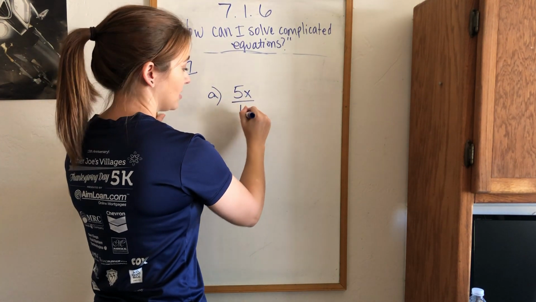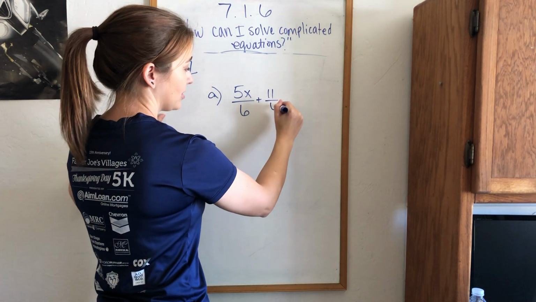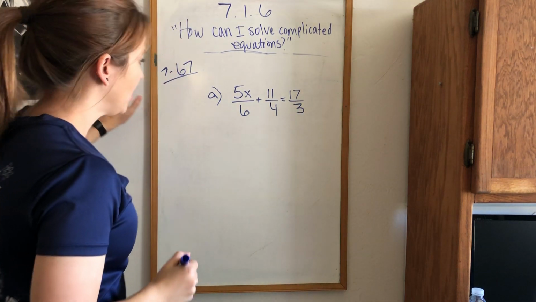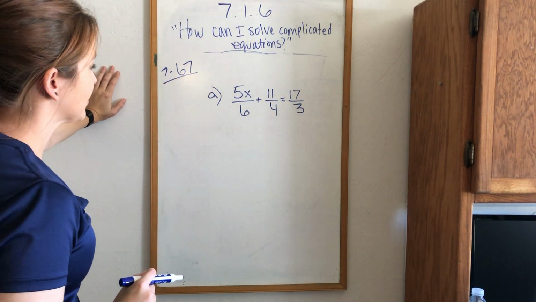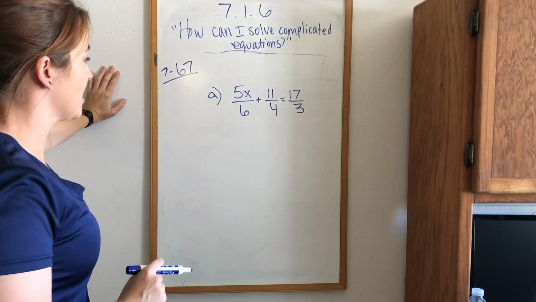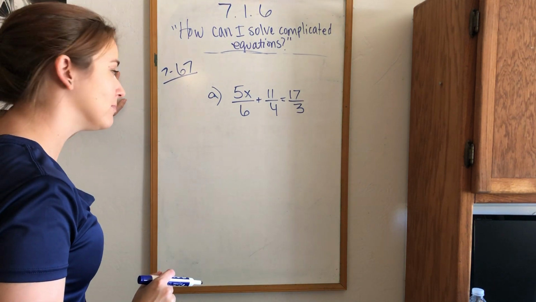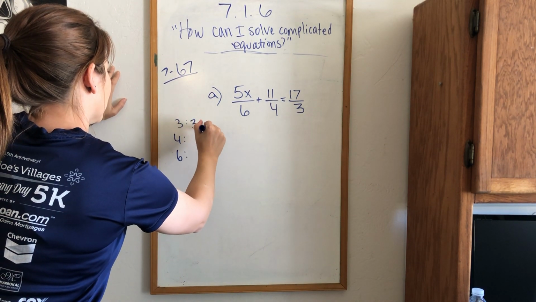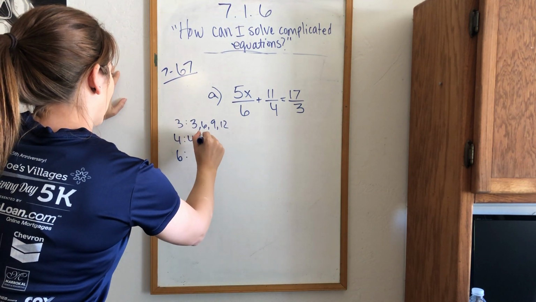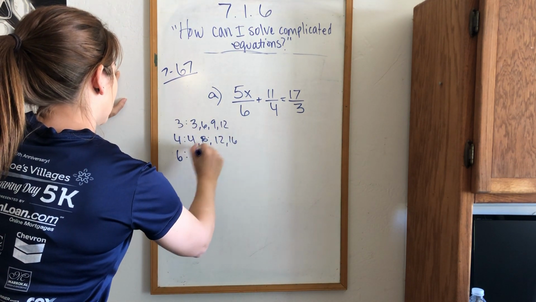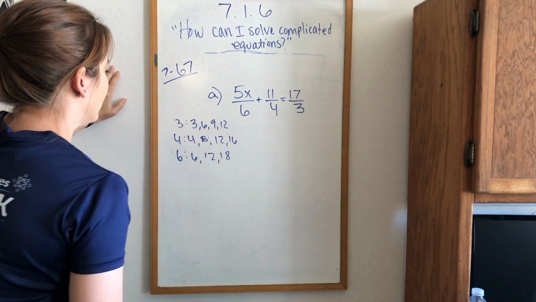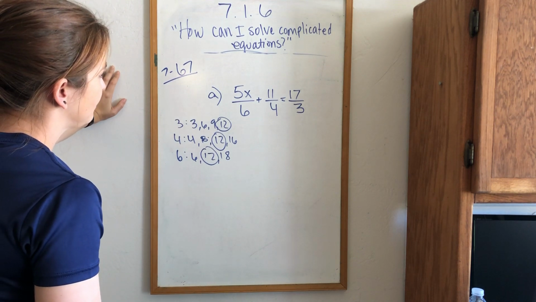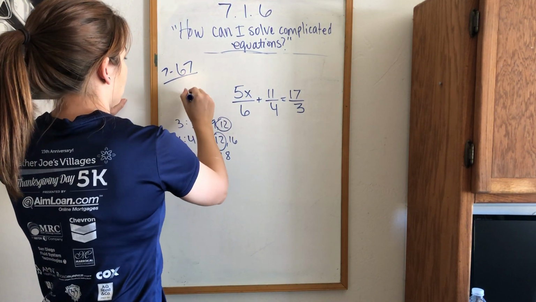5x over 6 plus 11 fourths equals 17 thirds. All right, so we've got fractions here and we need to bust them out. So we need to find a common denominator for all of them. So if I make my little lists, count by threes: 3, 6, 9, 12. 4, 8, 12, 16. 6, 12, 18. And I see one already, it's the 12. So that 12 is going to be our magic number here. Move this A over here.